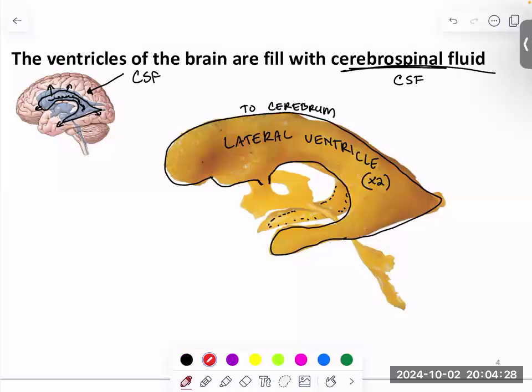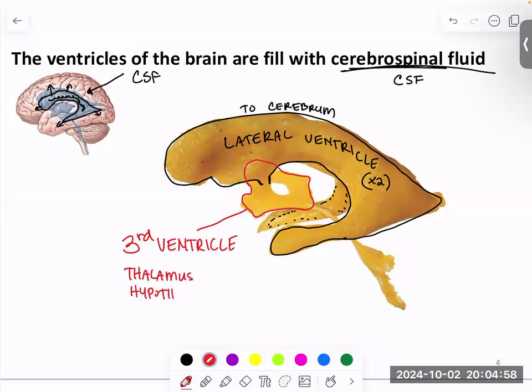Then you have your next ventricle, this one. It supplies cerebrospinal fluid to the central part of the brain. This one is the third ventricle. The third ventricle supplies the cerebrospinal fluid to the thalamus and the hypothalamus. We'll get there. That's where the thalamus and hypothalamus are located, centrally in the brain.